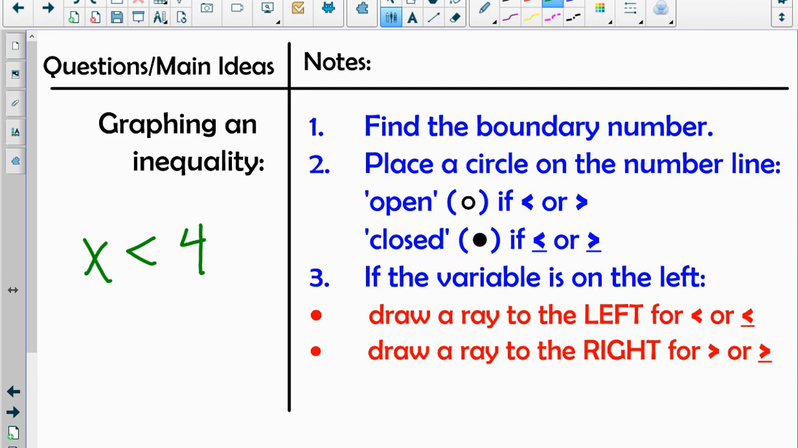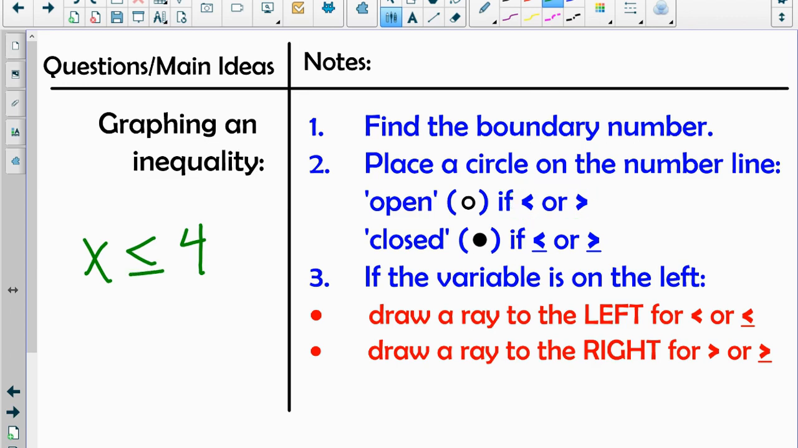However, there's 2 different types of circles we might draw. We might draw what's called an open circle, or we might draw what's called a closed circle. In other words, it's filled in. So it's an open circle if 4 is a boundary but not a solution. So we use that if it's what we call a strict inequality. So if it's a less than or a greater than, we use an open circle to show that 4 is the boundary, but 4 is not actually a solution.